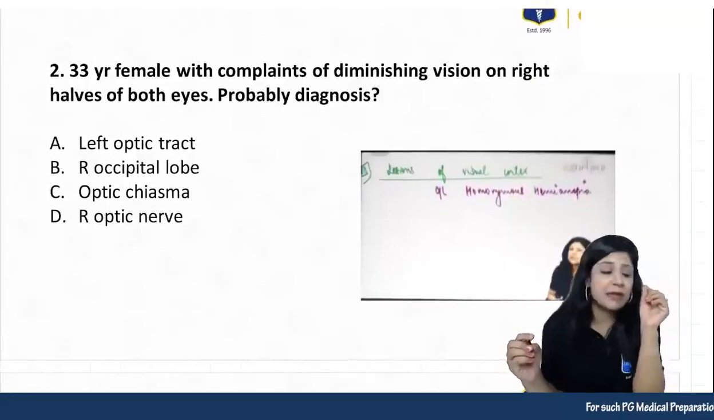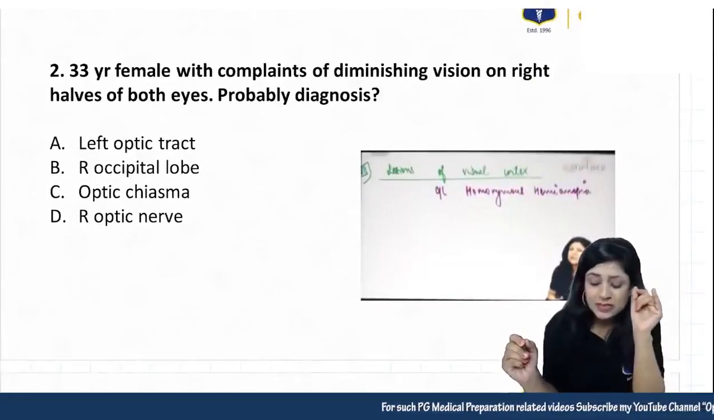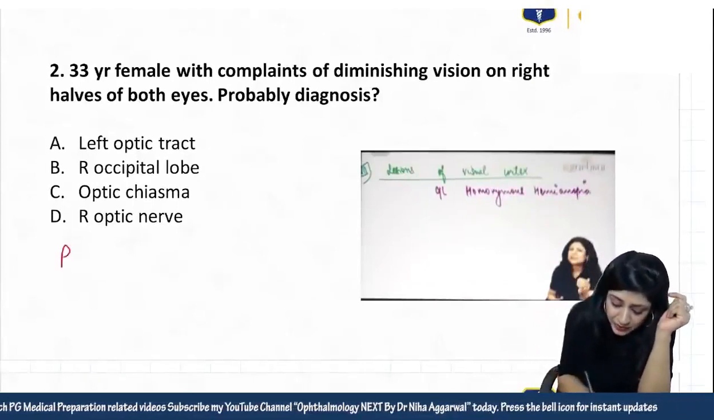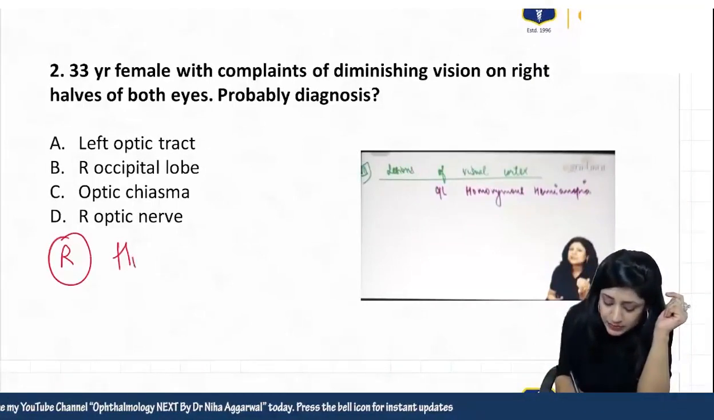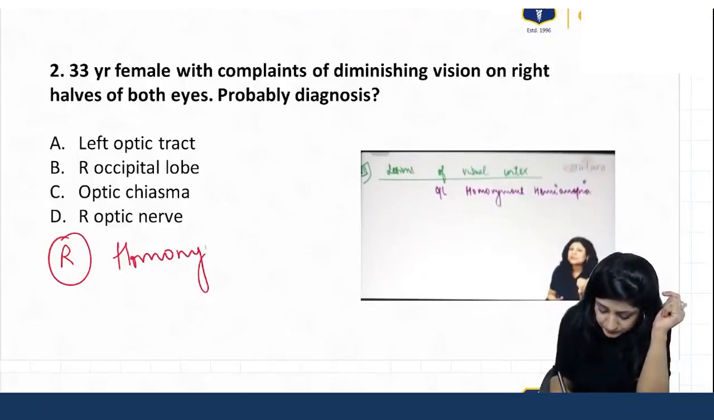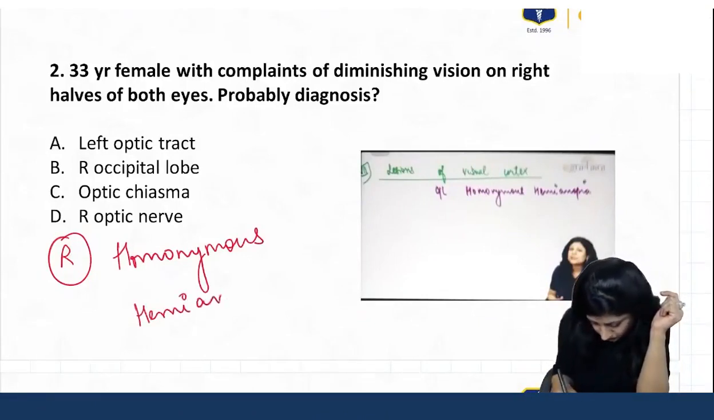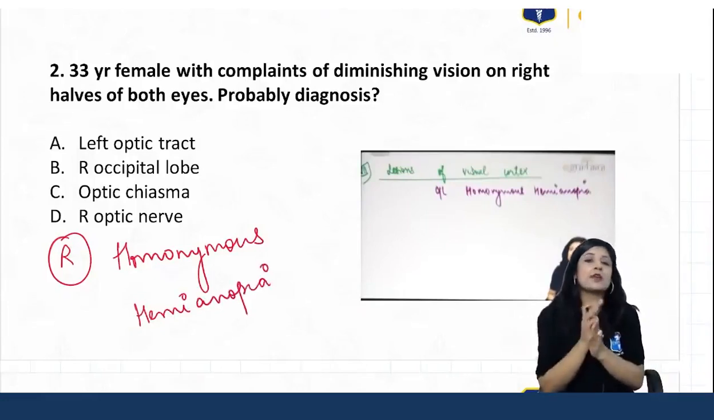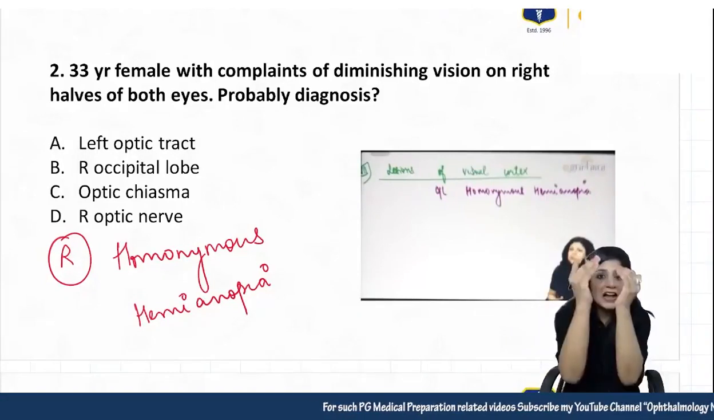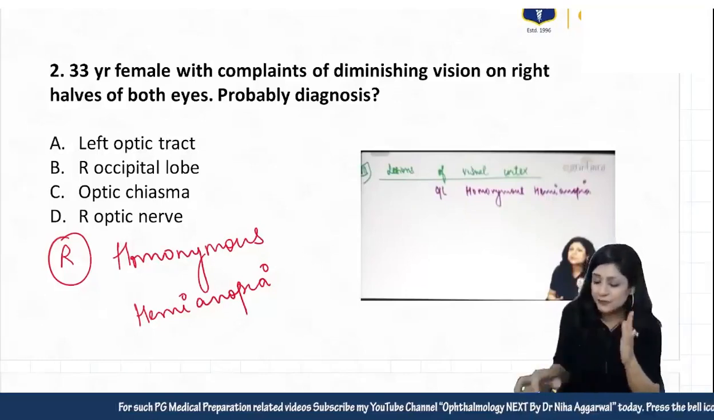So if this female is complaining of diminution of vision on right halves, that means we are having the right homonymous hemianopia. Right homonymous hemianopia we are having. So you know that when you start with the visual field defects, what are the defects that we get?